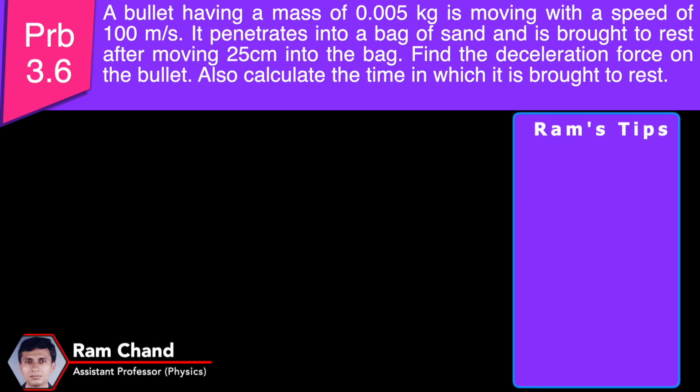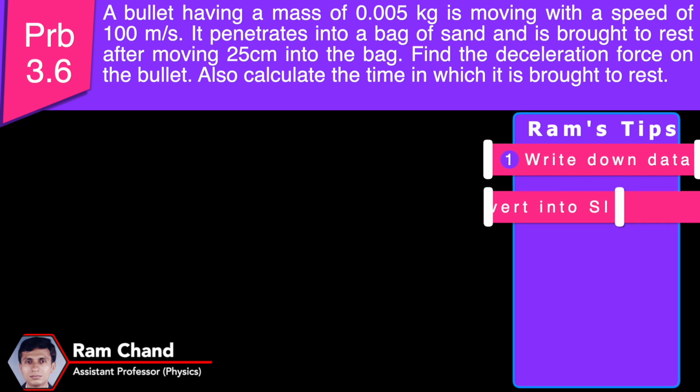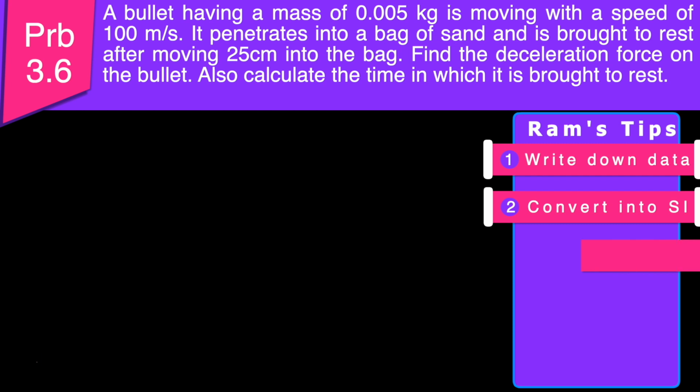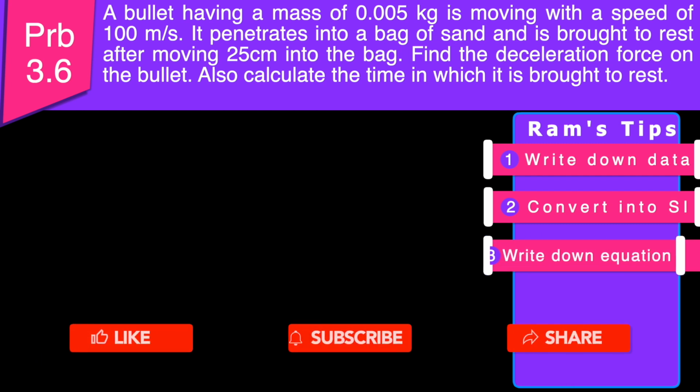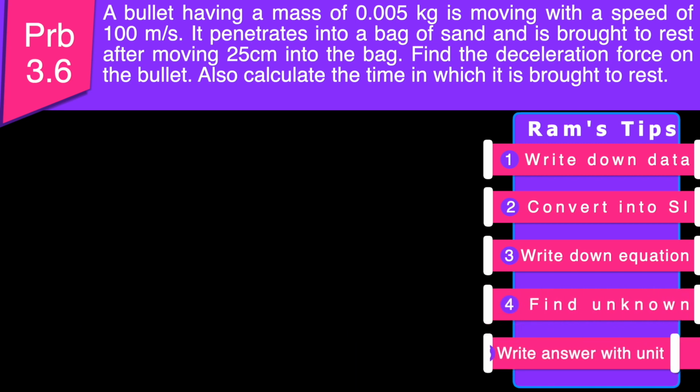Here is the technique to solve any numerical. First of all, we have to write down the data from the problem, and then we have to convert any data into SI units. After that, we will write down the equation. Then we will use this data in the equation and calculate for unknown parameters. Finally, we will write down our answer in SI unit.